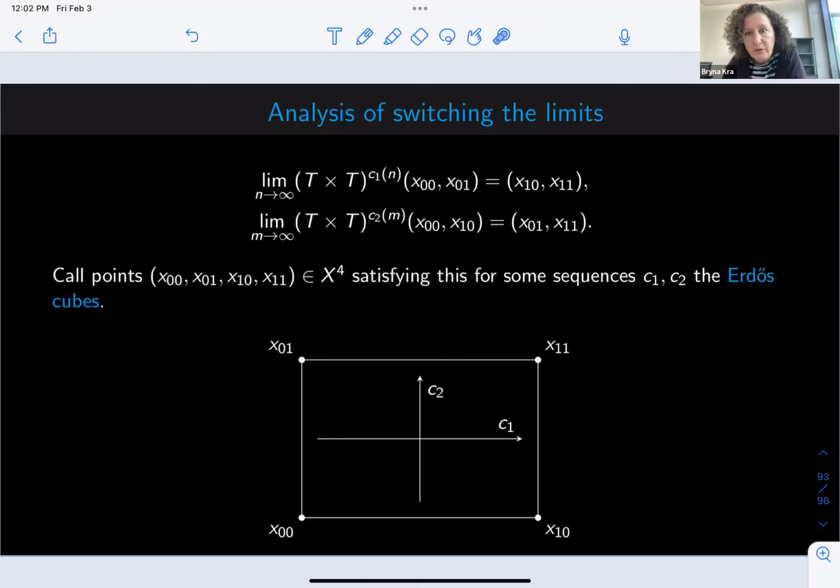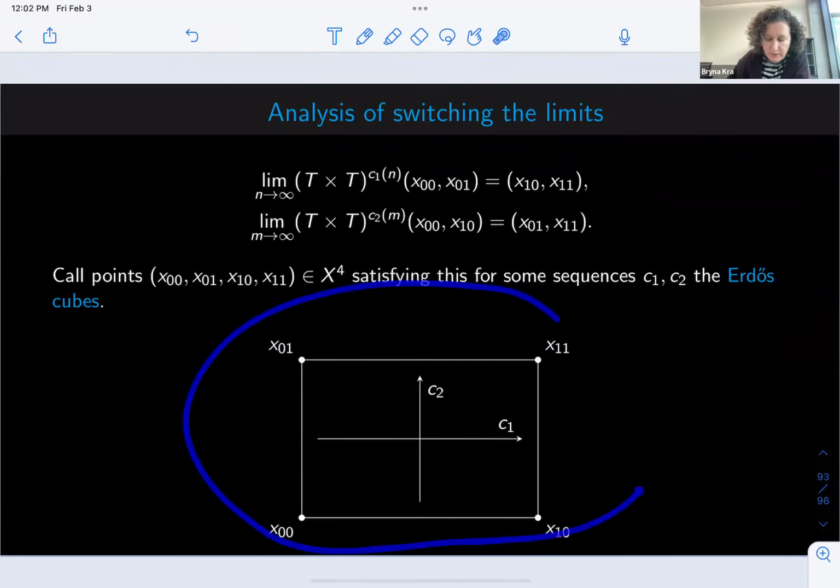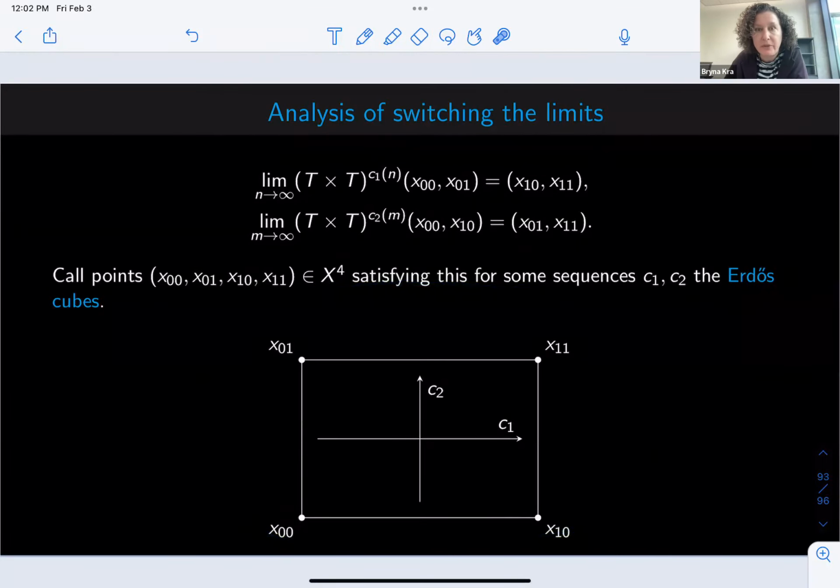What the definition? The Erdos cube is an important thing to understand, and maybe the right way to really just remember it is 4 points satisfying this picture. The bottom moves to the top along some sequence, and the left moves to the right along some sequence, and it better be that you got the same thing over here, because that's the one that you can get to in 2 different ways.